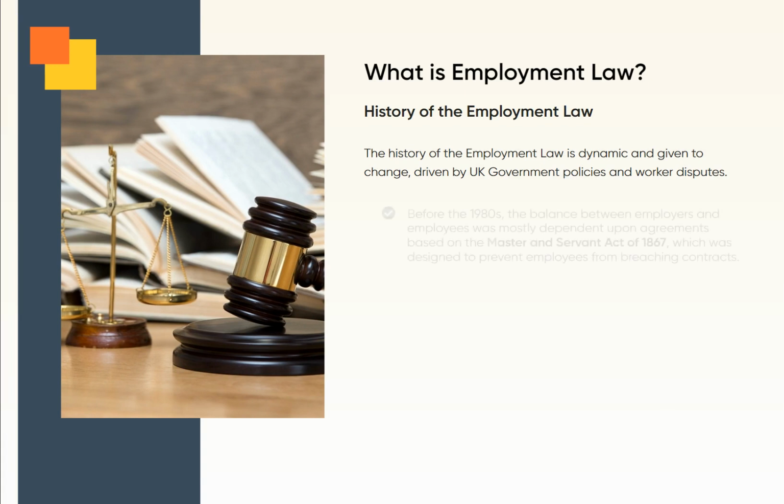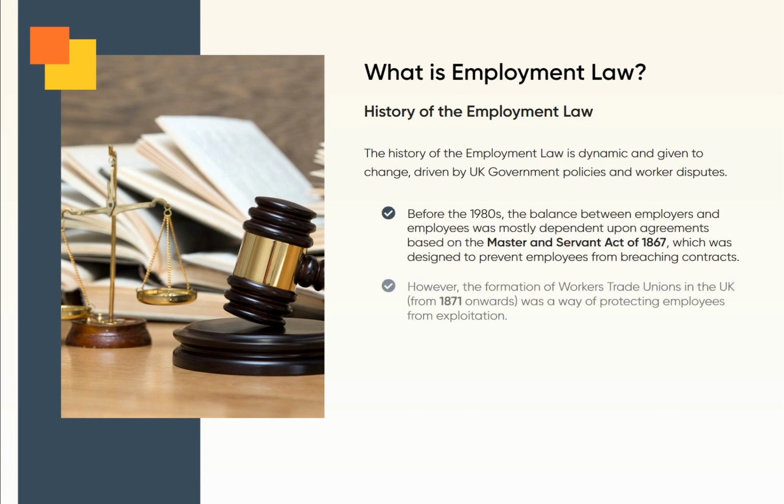History of the employment law. The history of the employment law is dynamic and given to change driven by UK government policies and worker disputes. Before the 1980s, the balance between employers and employees was mostly dependent upon agreements based on the Master and Servant Act of 1867, which was designed to prevent employees from breaching contracts. However, the formation of workers' trade unions in the UK from 1871 onwards was a way of protecting employees from exploitation.